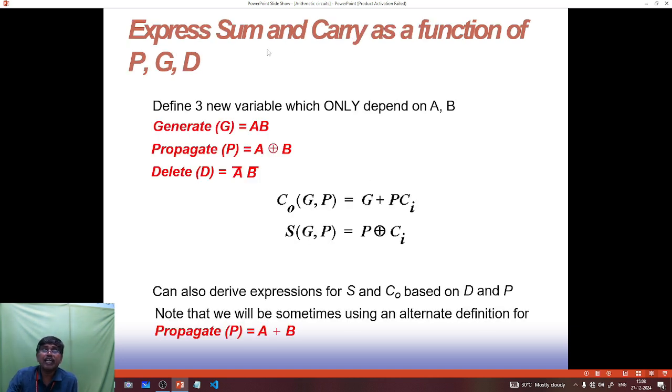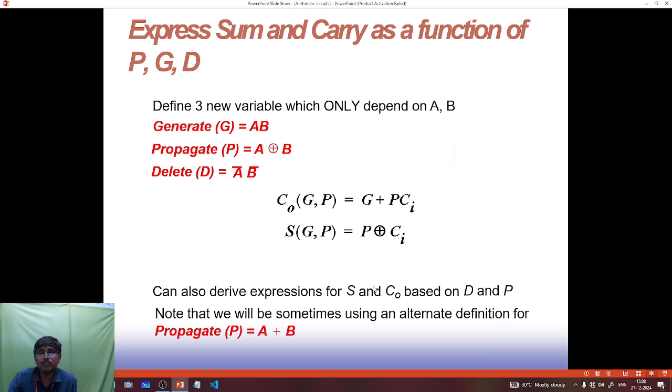Now express sum and carry as functions, which we discussed previously. Generate is equal to AB, propagate is equal to A XOR B, and delete is A bar B bar. So Co equals generate plus propagate times Ci. And the sum equals propagate XOR Ci.